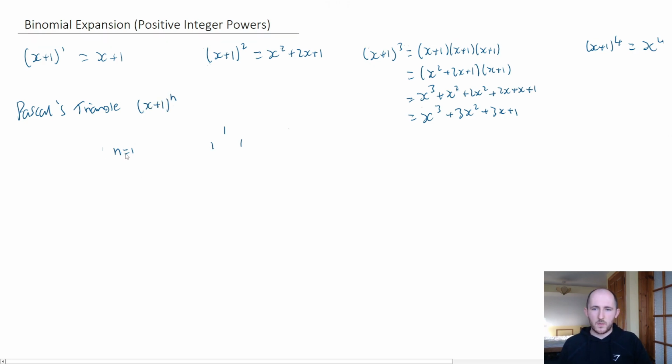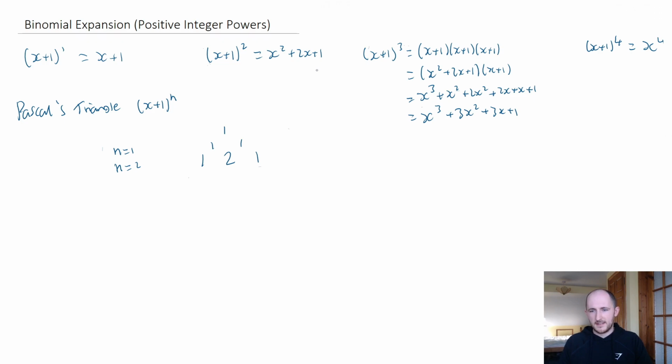If you notice at n equals 1, we get 1 and 1. And if you look, the coefficients of both of these is 1. Then you keep spreading this out, and the middle is going to be these two added together, which gives me 1, 2, 1. And if you have a look at the coefficients for n equals 2, you get 1, 2, 1.